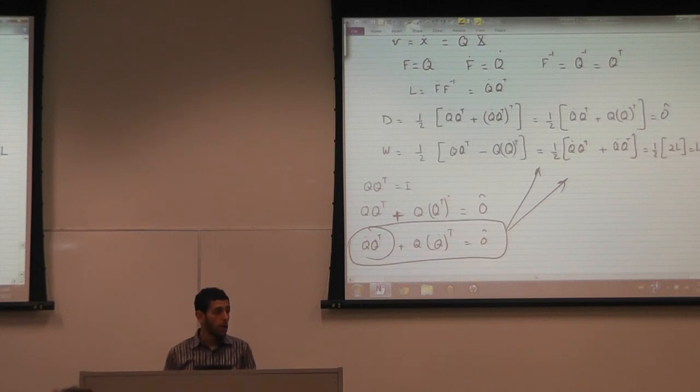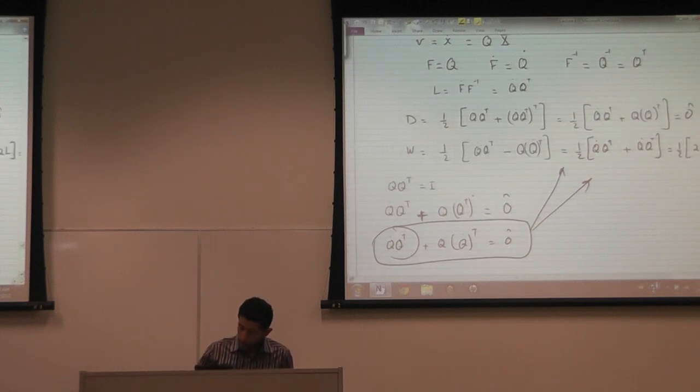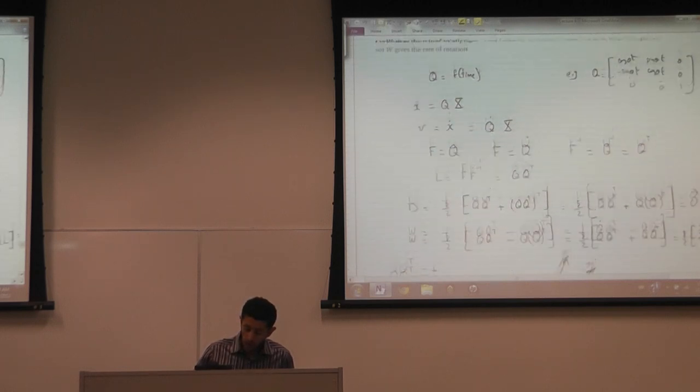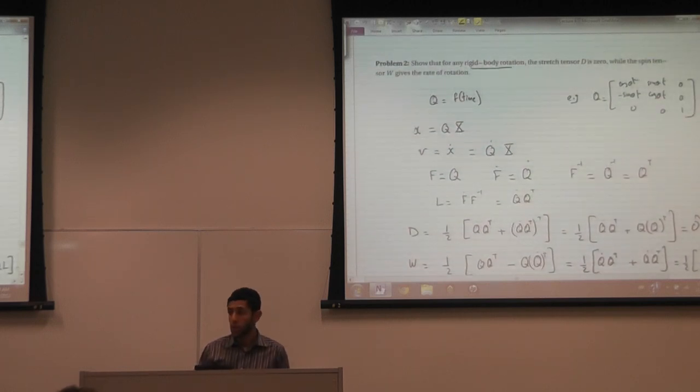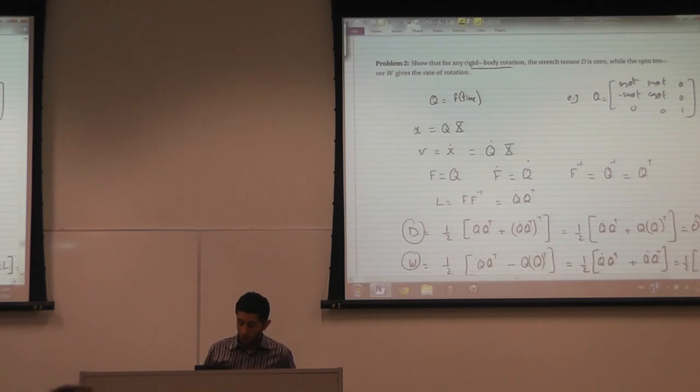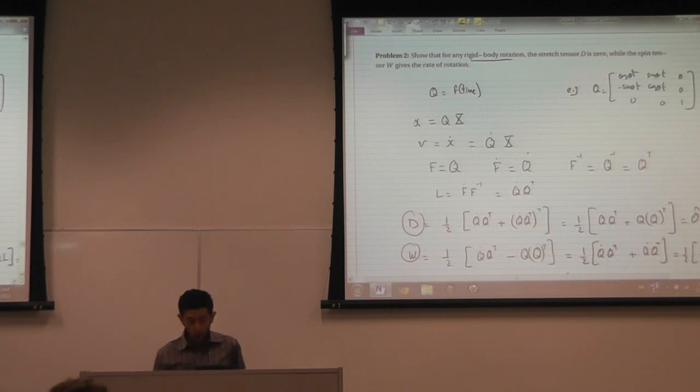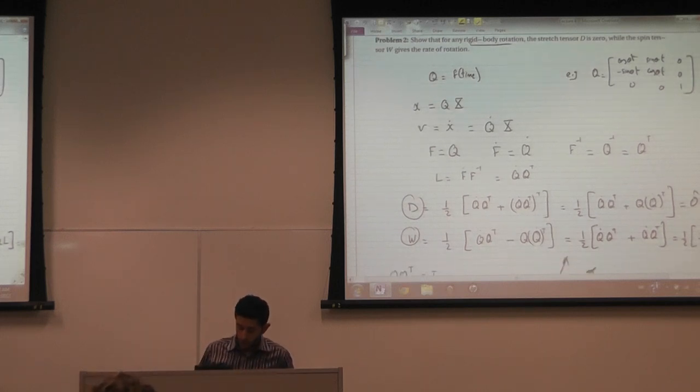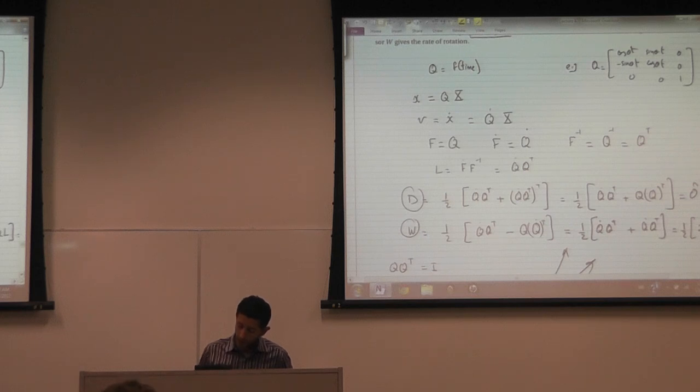If I have an object that's rotating in space with a measured body rotation, the instantaneous measures D and W will really predict whether this is rotating and spinning, or whether it's simply stretching as it's moving or not. So the instantaneous measure predicts that the stretch is zero, and the rotation or the spin is described by L.